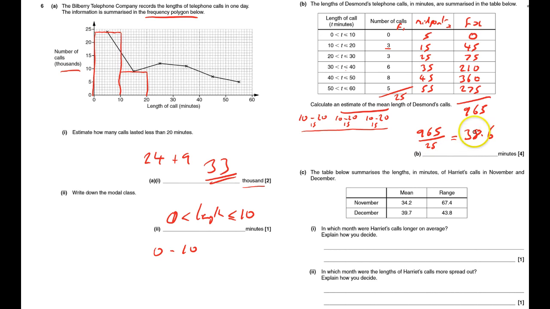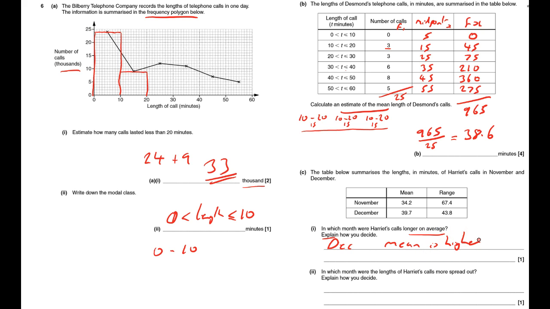That's good. Right, so Harriet's calls in November and December. Which month were they longer on average? Well, that's mean. Pretty obviously in December, because the mean is higher. You've got to explain how you decide. You've got to put some words down, or else you'll lose the mark.